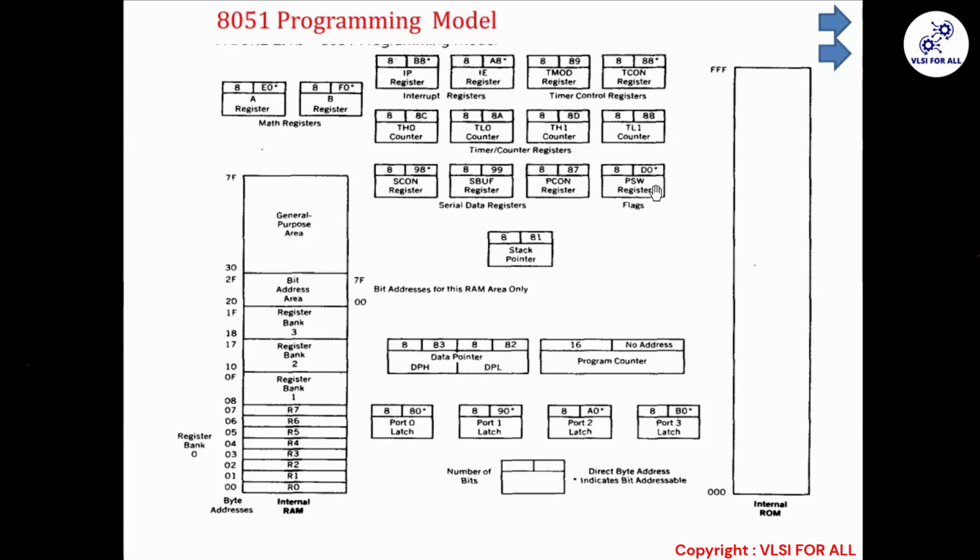Out of it, we'll just identify this is our program status word. This is our program counter, which is 16 bit. This is the data pointer, again 16 bit, 8 bit DPH and 8 bit DPL. These are 4 ports, all of 8 bit. And this is some direct byte address indicating bit addressable memory. Some bit addressable memory has been shown here. That way, with the address, everything has been given here.